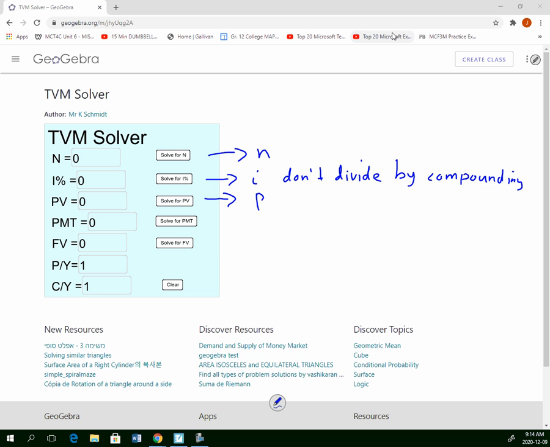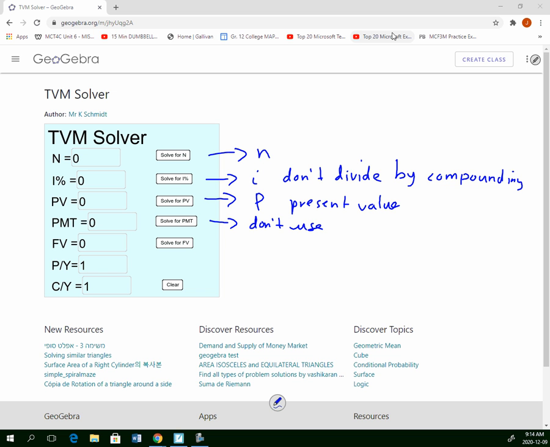PV is your P. So PV stands for present value, so your principal. Payment, don't use. We're only going to use this for annuities. So a payment means when you're making a regular payment, like maybe a loan, or maybe you're making a regular deposit. So it will be 0 for compound interest, okay?